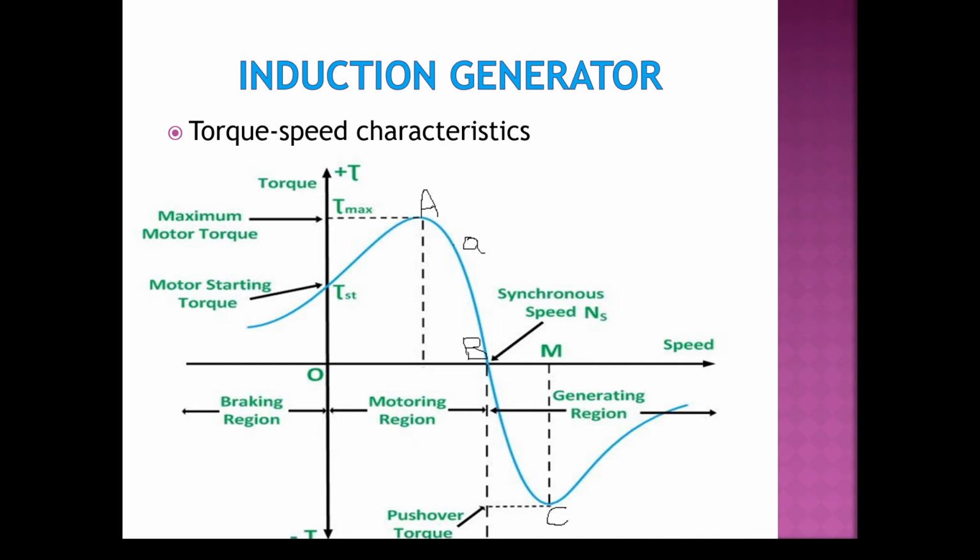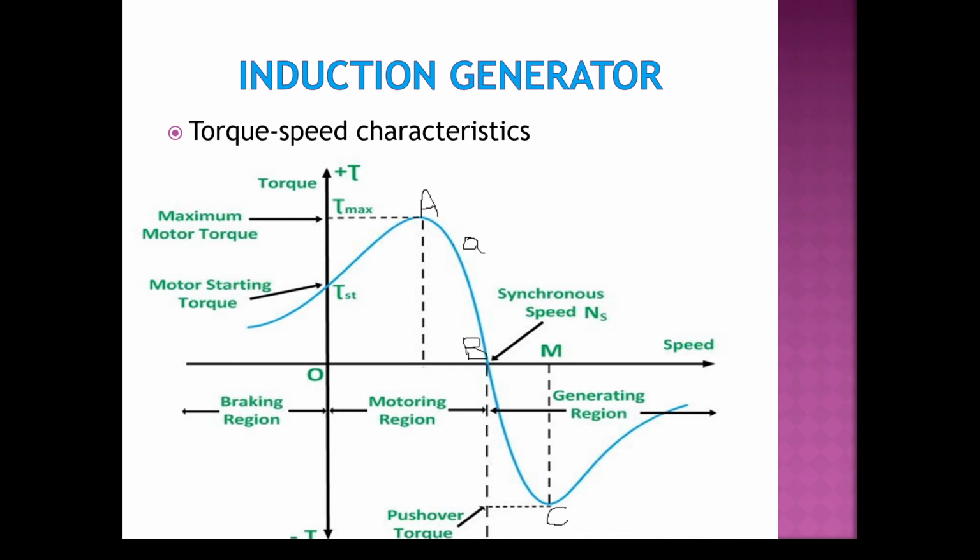So during the motoring mode, the operating point small a will lie between points B and A. At point B, torque is zero and slip is zero. At point A, capital A, torque is maximum for maximum value of slip. Torque is also maximum and slip is also maximum.